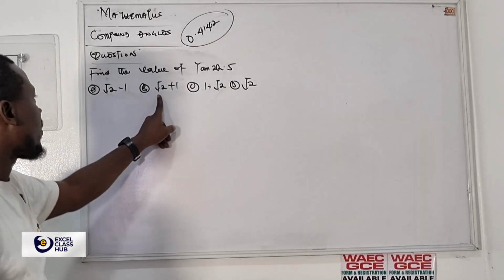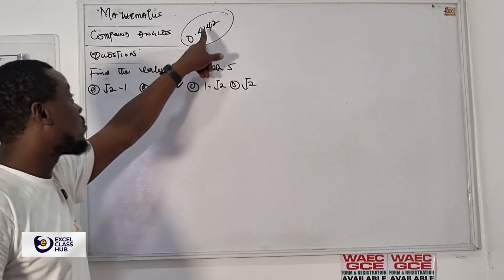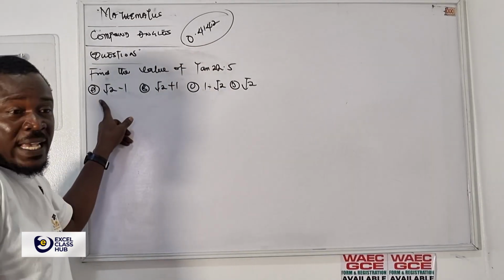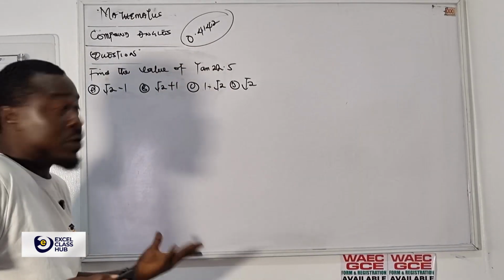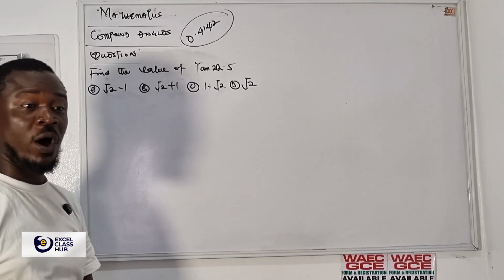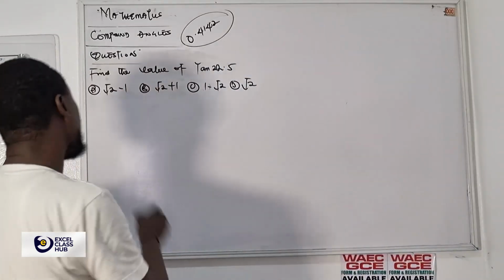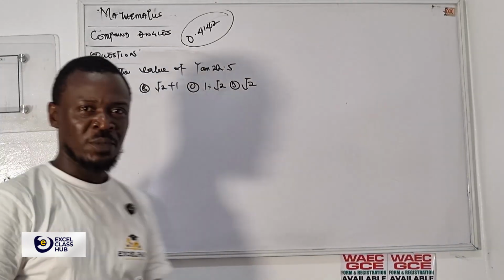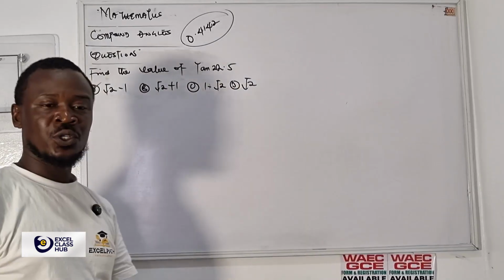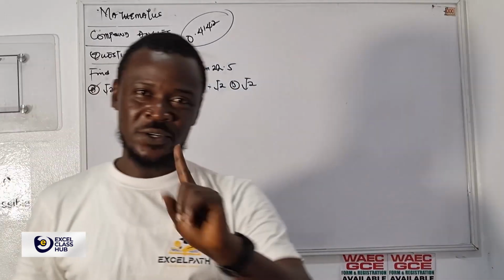Let's go to option B, root 2 plus 1. That gives 2.4142, which does not match 0.4142. So my answer should be A. Root 2 minus 1 gives 0.4142. If you are allowed to use a calculator on the day of your exam, you quickly pick A. But since you are not allowed to use a calculator, how do you solve tan 22.5 to give root 2 minus 1?